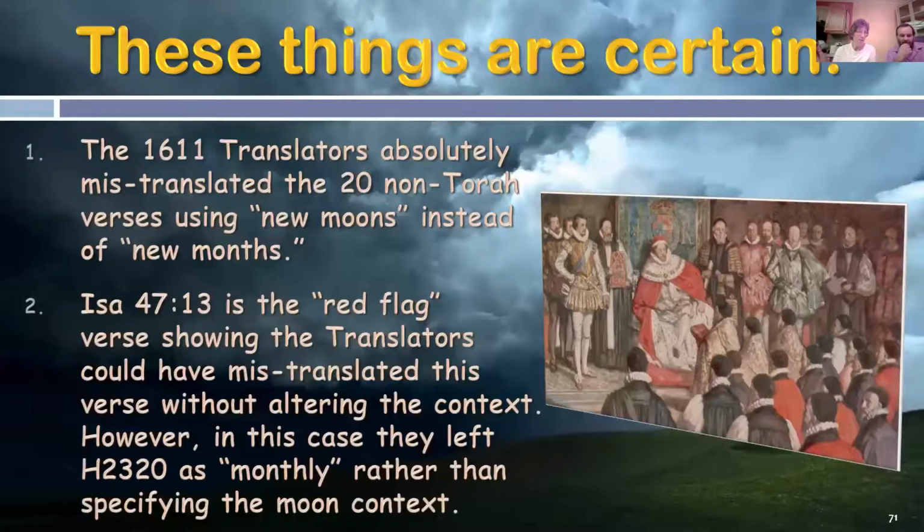And Isaiah 47:13, for me, is the red flag verse showing that the translators could have actually mistranslated that verse without even altering the context. However, in this case, they left 2320 Kodesh as monthly rather than specifying the new moon context. It seems like they did that on purpose.